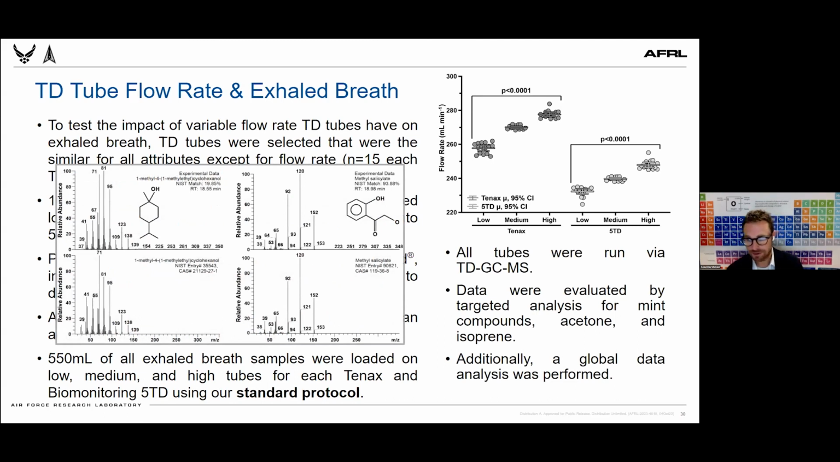All the data were run on our TDGC-MS, as I suggested before, and we did a targeted analysis for the MINT compounds, where we ran MINT to get the volatile headspace, and we found 2 compounds were most prevalent in the Altoids. But we also monitored acetone and isoprene, and then we did our global feature extraction, alignment, and global analysis.